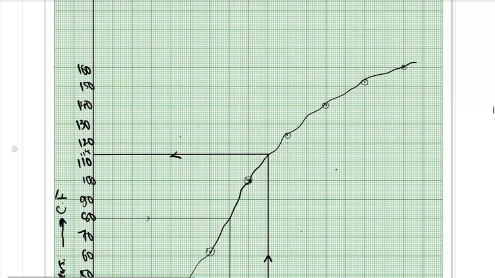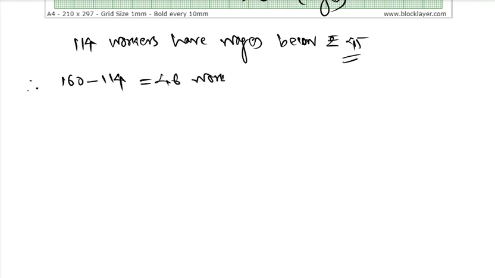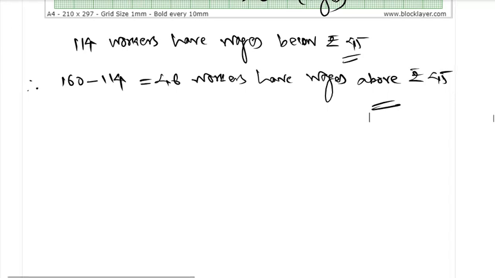Okay, now what is the total number of workers? 160. So how many workers have wages above rupees 45 per day? Therefore 160 minus 114, right? That is 46. Yeah, 46 workers have wages above rupees 45. Total 160 workers, 114 are below rupees 45 per day, right?